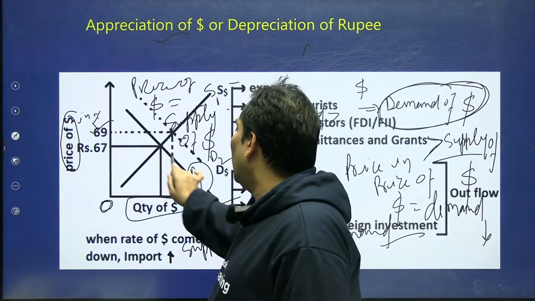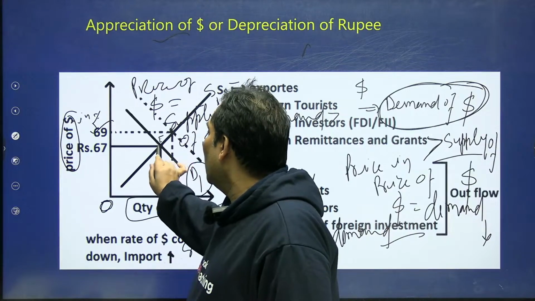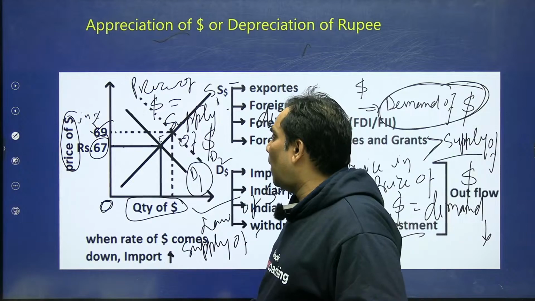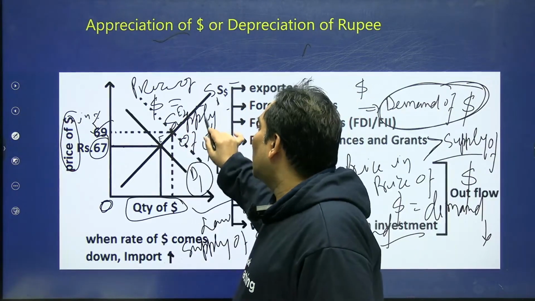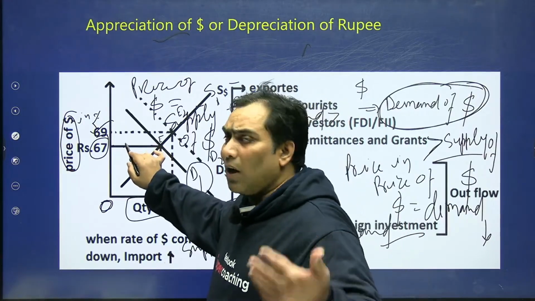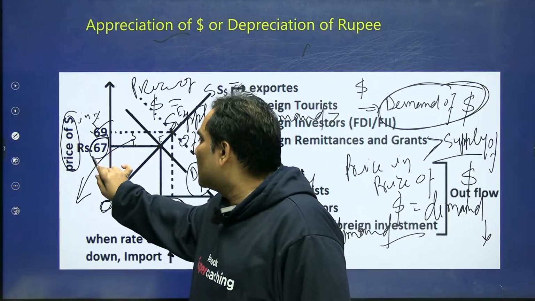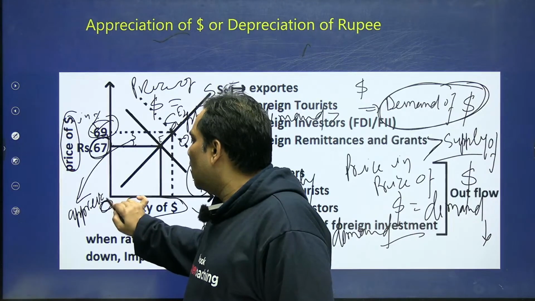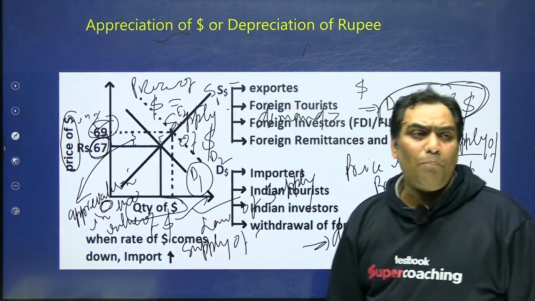Initially, when the demand curve was D1, equilibrium was being established at point E. That means it was meeting the supply curve at point E, and the exchange rate was determined at rupees 67. Now there is an increase in demand, so the demand curve is going to shift rightward and the new equilibrium is going to be established at point E2. Since the new demand curve is meeting the supply curve at E2, the new exchange rate, or the price of dollar in terms of rupee, is going to be determined at the level of 69. So this increase in the value of dollar from 67 to 69 is nothing but appreciation in the value of dollar.